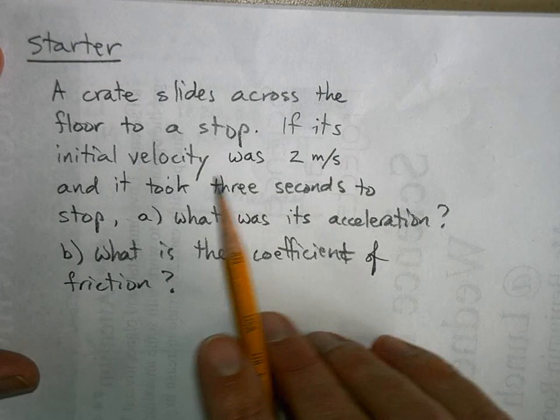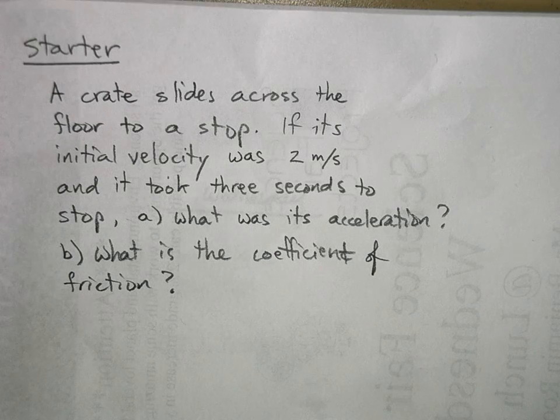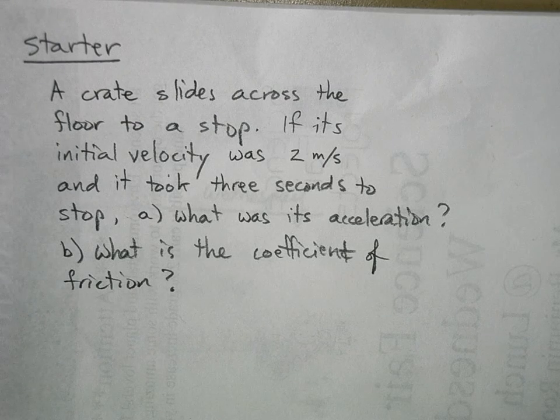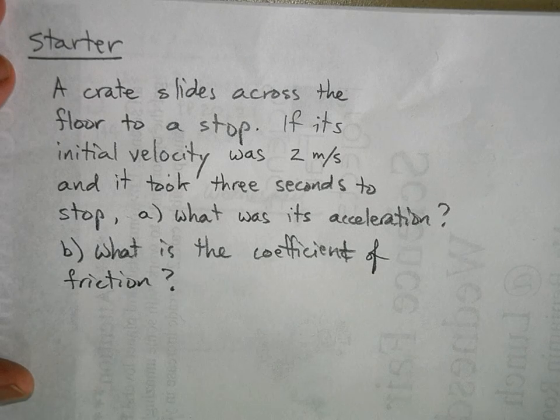There's a crate. It slides across the floor to a stop. If its initial velocity was 2 meters per second and it took 3 seconds to stop, what was its acceleration? And what is the coefficient of friction? Okay, problem just like this on the test. So listen up. Let's do given, find, and solve.